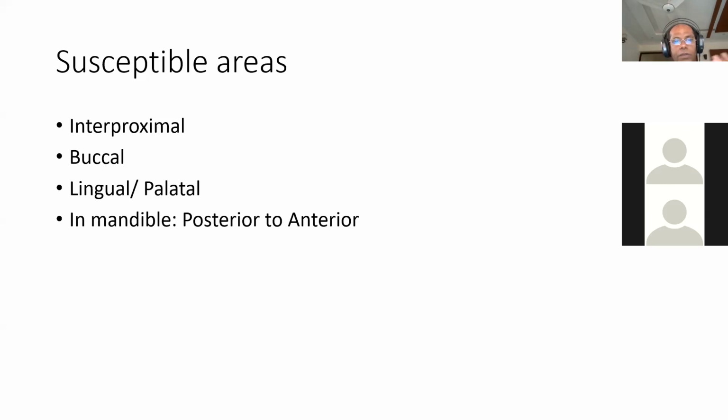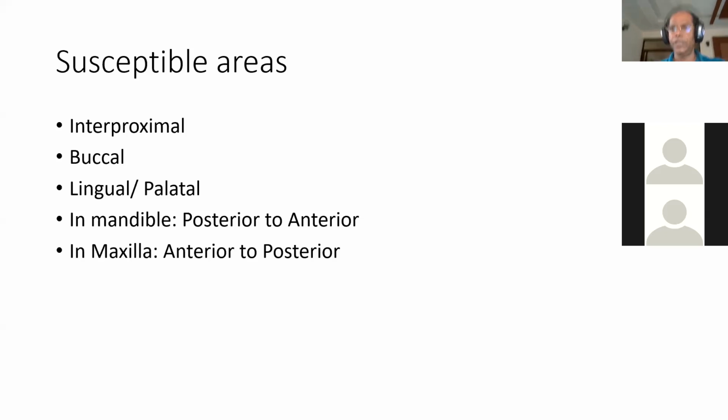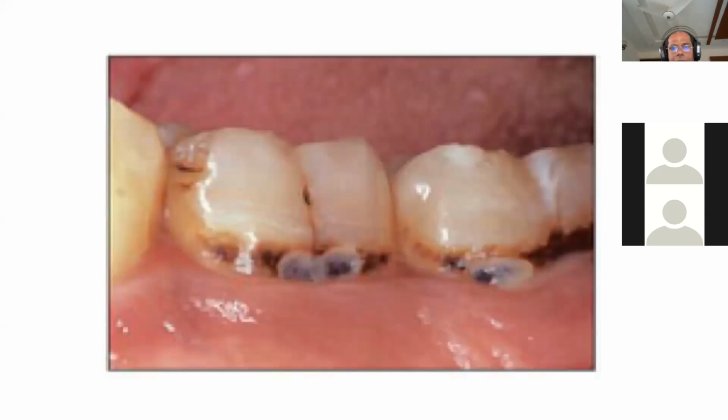So this is how the more susceptible teeth are arranged. In the mandible, the order is posterior to anterior, while in the maxilla it is anterior and then posterior. So the incisors are more prone to root caries, then canine, then premolars, then molars. So the order is reversed in the maxilla. This is how these susceptible areas are.